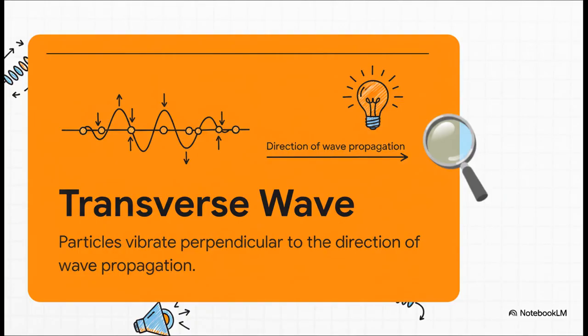That first one, the string example, that's what we call a transverse wave. The key thing to get here is that the vibration, the up and down motion, is perpendicular, at a 90-degree angle to the direction the wave is actually traveling. Light waves, by the way, are a perfect example of this.